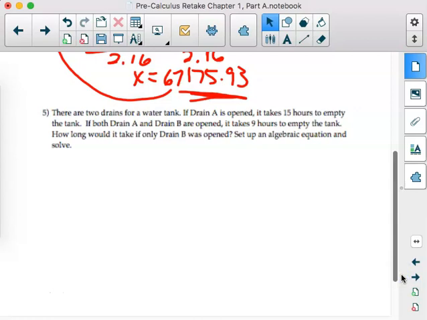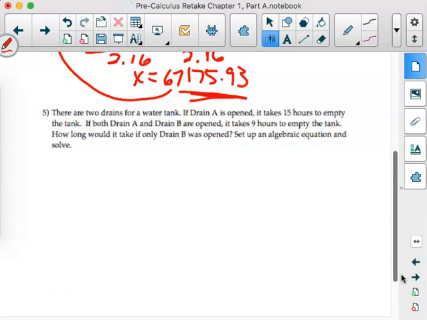You have to use the higher level math skills that you've been taught. Number 5, there are 2 drains for a water tank. If drain A is opened, it takes about 15 hours to empty the tank. If both drain A and drain B are opened, it takes 9 hours to empty the tank. How long would it take if only drain B was opened? Set up an algebraic equation and solve.